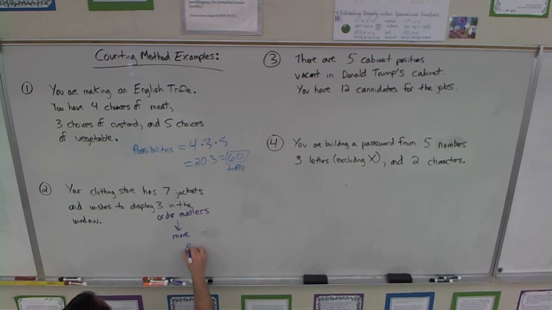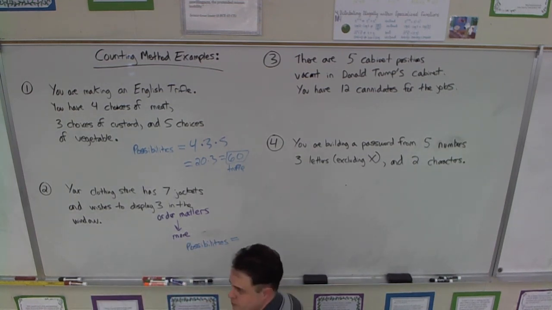So possibilities, you can write that however you like. Is it permutation or combination? You can use your notes if you need them. Permutation. Permutations are always bigger. So group of 7, so it's 7 permutations of 3 jackets at a time.